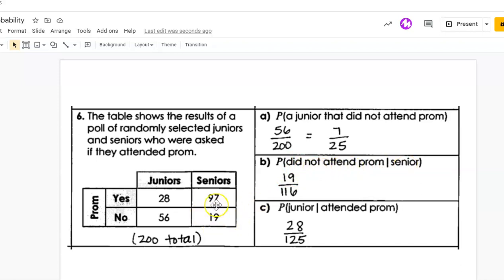That's 19 out of a total of 116 seniors, because you have to divide it by the amount of seniors. Part C, the probability they're a junior given that they attended prom. So juniors attended was 28, divided by if they just attended the prom. So if I do 28 plus 97, I get 125.